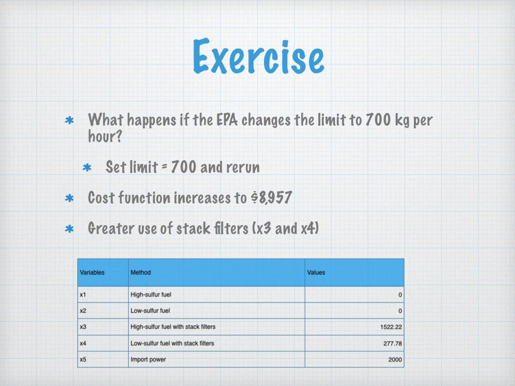Let's investigate the situation where the EPA changes the limit to 700 kilograms per hour. This is an easy change because we set up limit as a parameter, so we can now change it from 900 to 700 and rerun the code. Not surprisingly, the cost function increases because now you have to remove more pollutants, and we make greater use of the stacker filters, as you can see when you look at the results for X3 and X4.